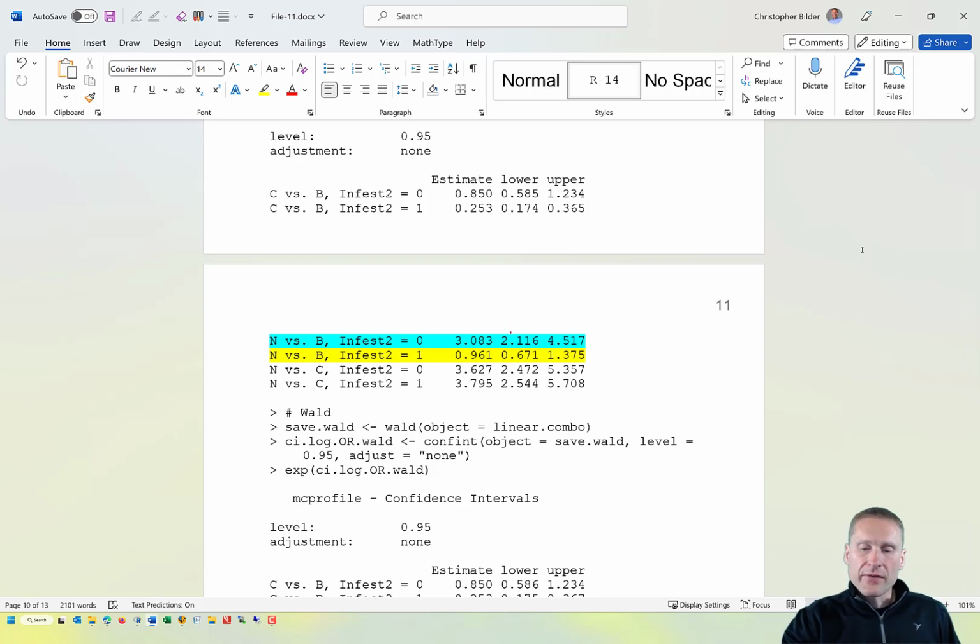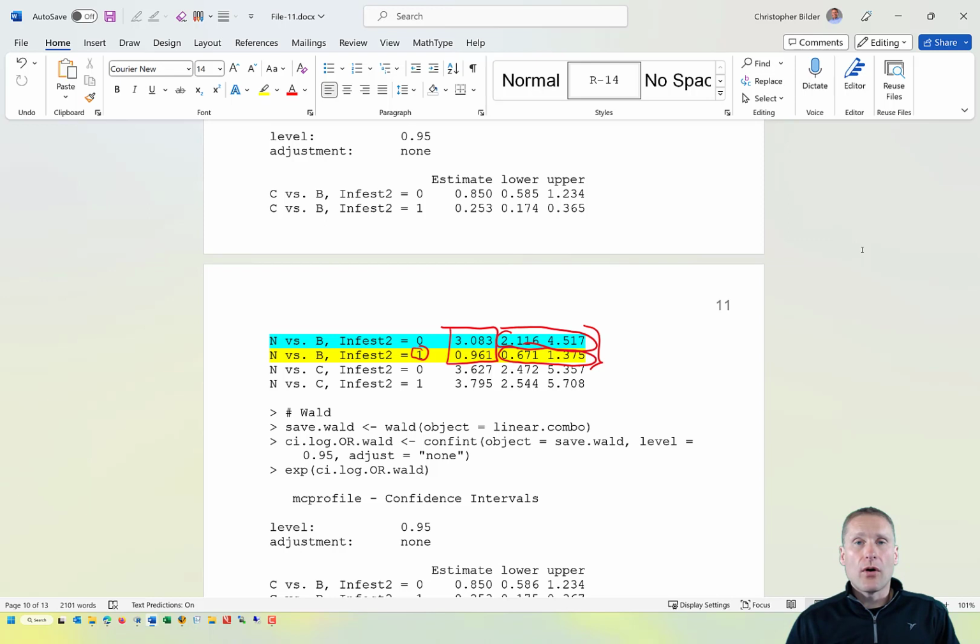So my confidence interval for N versus B when infest2 is equal to 0 is 2.1 to 4.5. When infest2 though is 1, notice how that really changes. 0.671 to 1.375. Here are my corresponding estimated odds ratios as well, quite different. Why does this occur? Because we have the interaction in the model. Remember the basic definition of interaction. How one explanatory variable affects the response is dependent upon the level of another explanatory variable. We see how this occurs here.